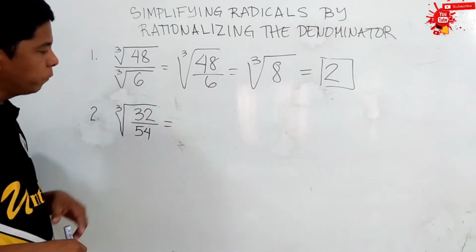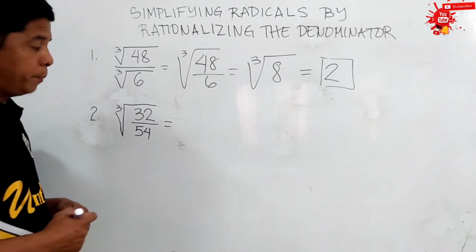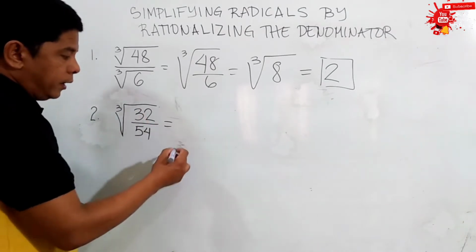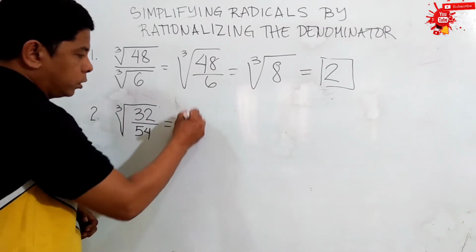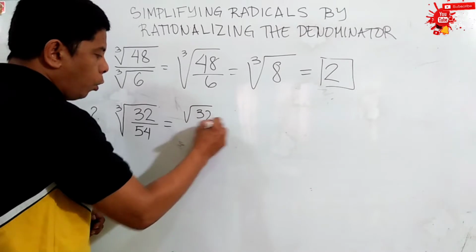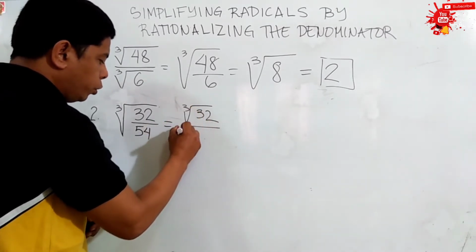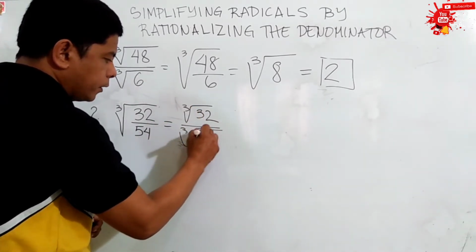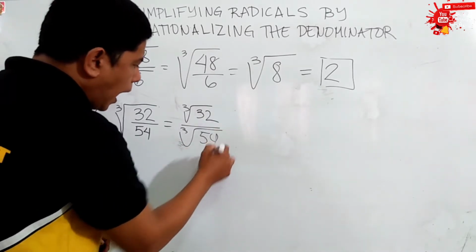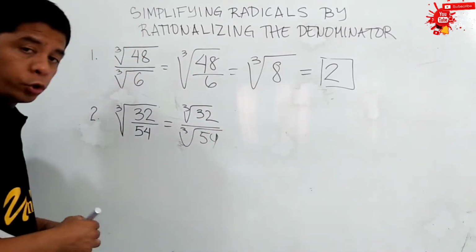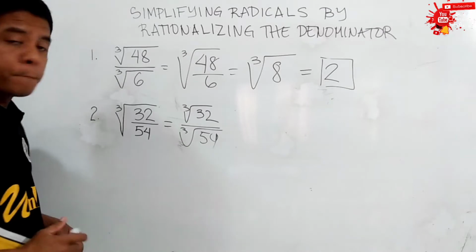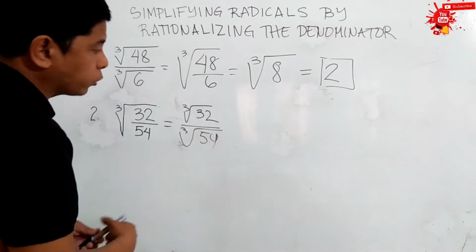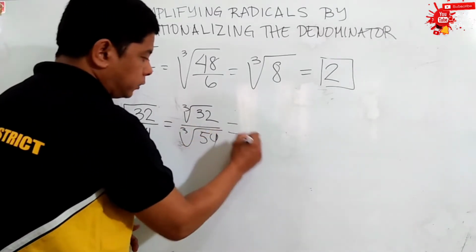Next, number 2. We have cube root of 32 over 54. So, paghiwalayin natin yan. So, we have cube root of 32 over cube root of 54. Dito, hahanapan natin ng factor na magkakaroon ng perfect cube. So, ano ba yung factor ng 32?